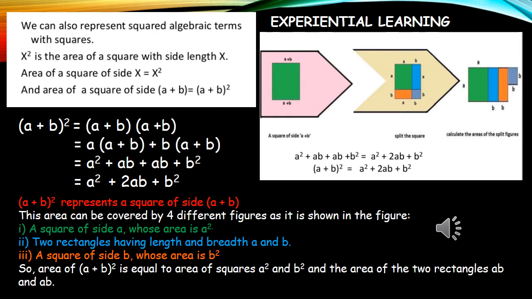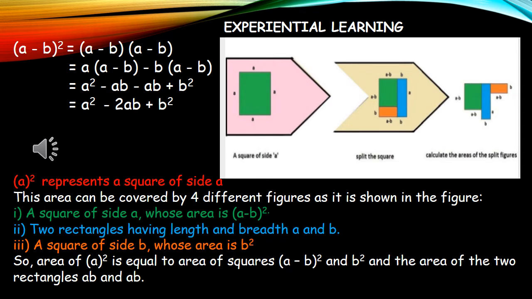So, the largest square, that is a plus b whole square, can be broken into 4 parts. One is a square, one is ab, one is b square, and the fourth one is one more ab. So, we can rearrange and write a square plus ab plus ab plus b square, which gives us a plus b whole square is equal to a square plus 2ab plus b square. This is how we are geometrically deriving the identity.